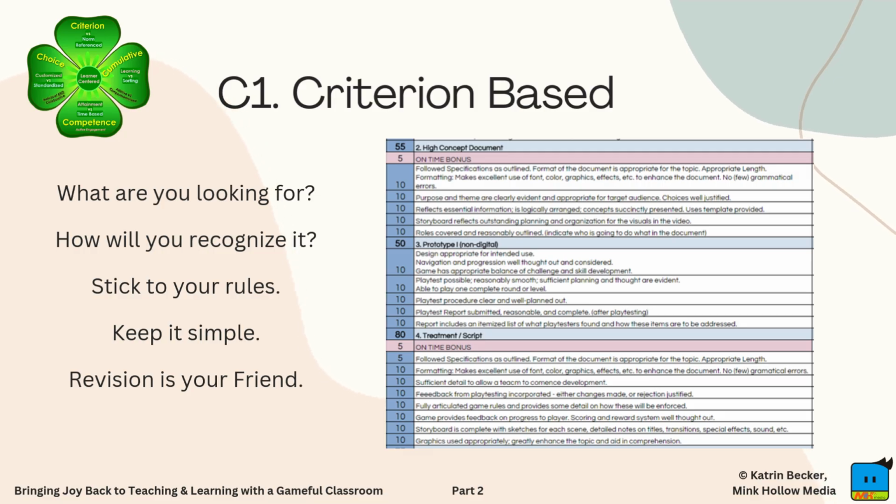So when we set up criterion-based instruction, that means that we are setting our bar independent of the norm. But we still have to remain cognizant of what's reasonable and what's doable. In this case, the image here is an example of the kind of criterion that I set up for one of the assignments that my students do. The questions that I ask myself are, what am I looking for in a solution? How will I recognize when I have a reasonable solution? And I'm looking for good enough. I'm not looking for superb necessarily.